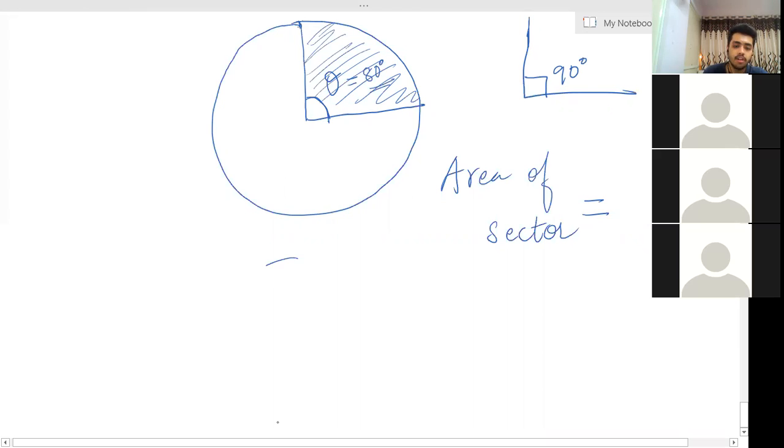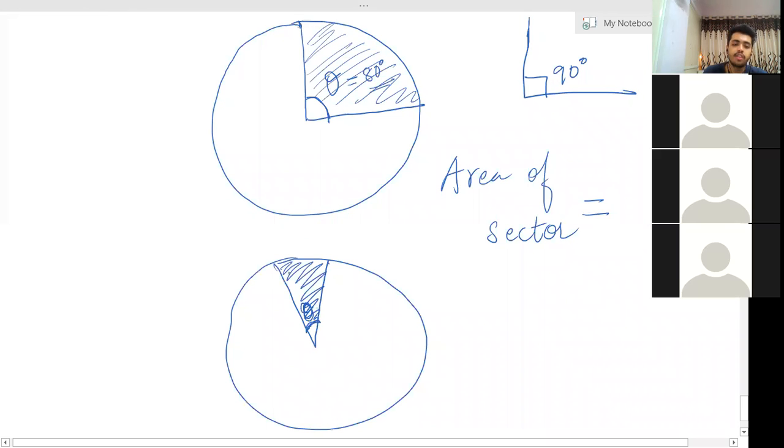To give a better example, imagine a sector like this, where this is theta. You want to find the area of this shaded region, the area of this sector. Now there is a formula for this. All you have to do is again pi r square theta divided by 360. Same thing as the area of a circle, pi r square, but theta divided by 360. So for example, I'll give you an example.